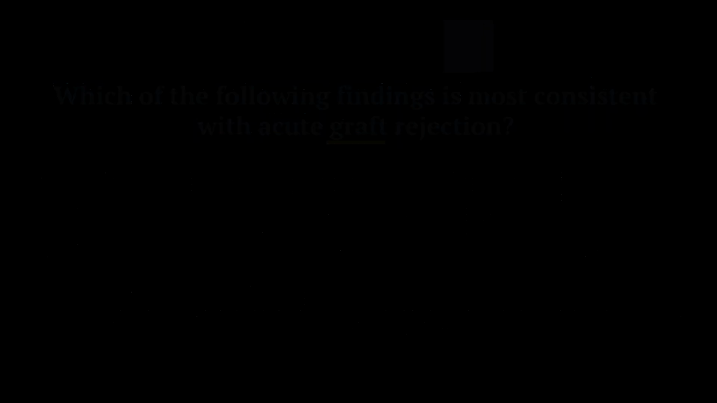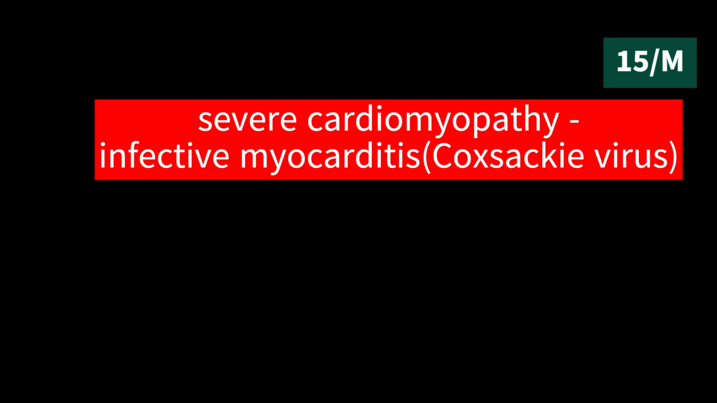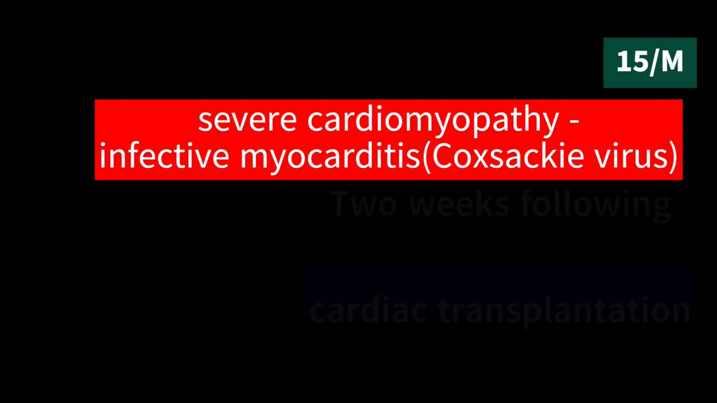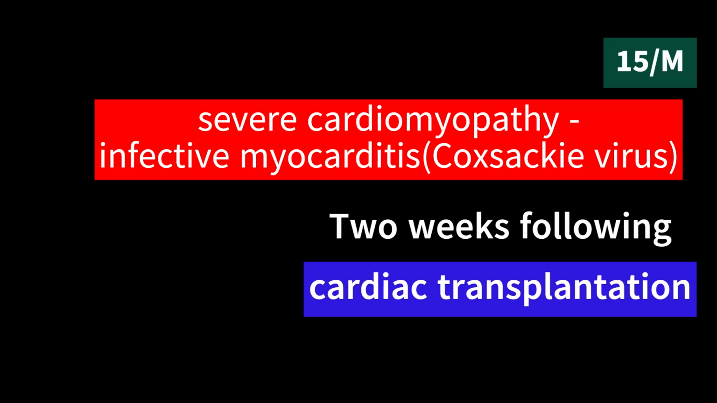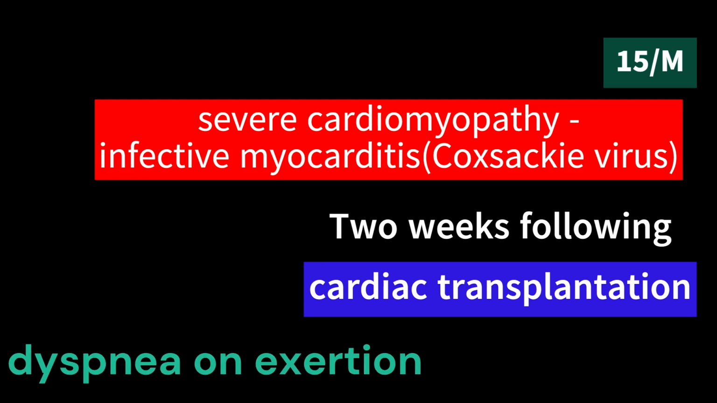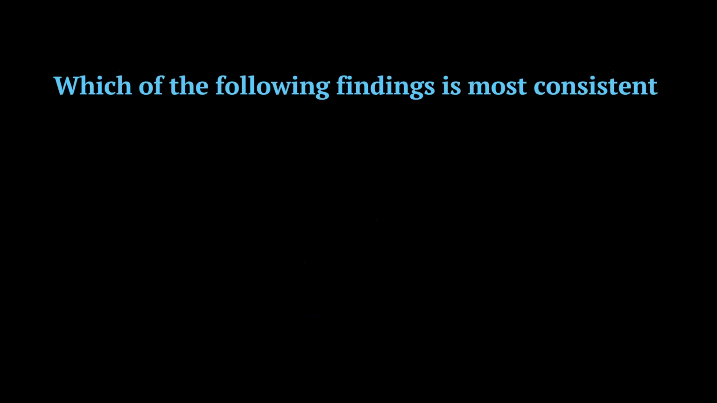The case scenario is: a 15-year-old male suffers severe cardiomyopathy following an infective myocarditis from Coxsackievirus and is placed on the cardiac transplant list. 2 weeks following his cardiac transplantation from a matched donor, he is suffering dyspnea on exertion. Extensive evaluation is undertaken in this patient, including cardiac catheterization and endomyocardial biopsy. The question is: which of the following findings is most consistent with acute graft rejection?